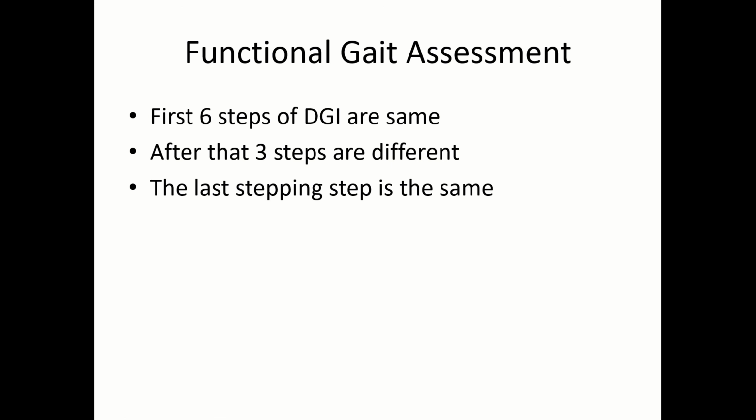Coming down to the functional gait assessment. The first 6 steps of the dynamic gait index and the functional gait assessment are the same. After that, only 3 steps are different. The last step of the functional gait assessment is the stepping step, which is similar to the dynamic gait index, that is your DGI. Coming down to the 3 different steps of the functional gait assessment.